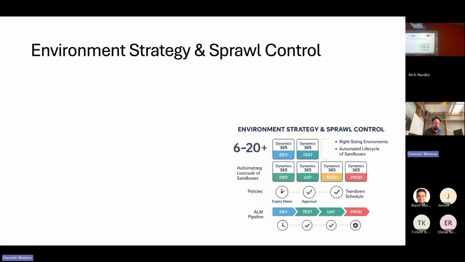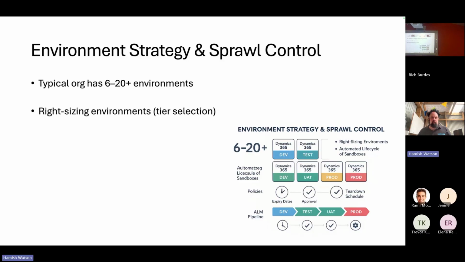I talked about environment sprawl. Environments are often one of the most overlooked cost drivers. We will typically have production, a UAT, user acceptance test environment, some form of sandbox environments, maybe a training and an integration one. And we need to ensure that these are right-sized, so which particular tier they're running on.